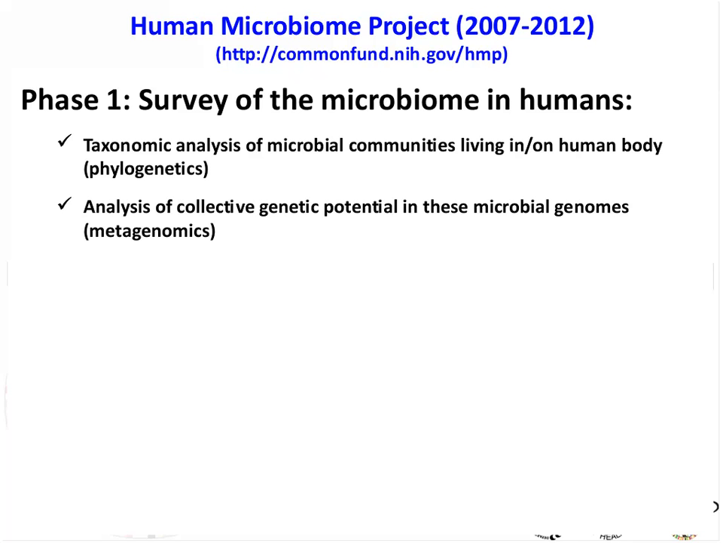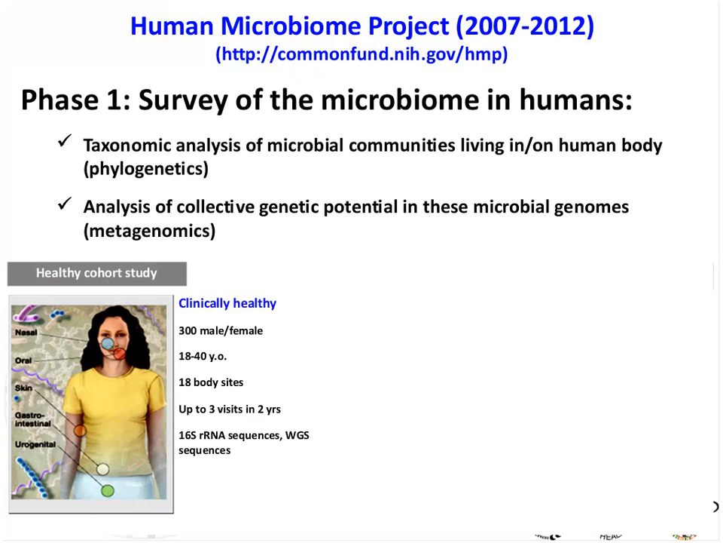Not only a taxonomic analysis of the microbial community living in and on the human body, but also an analysis of the collective genetic potential in these microbial genomes, known as metagenomics. And this work was done using 2 human cohort studies. HMP, in fact, did not conduct any animal studies. All the work was done on humans.